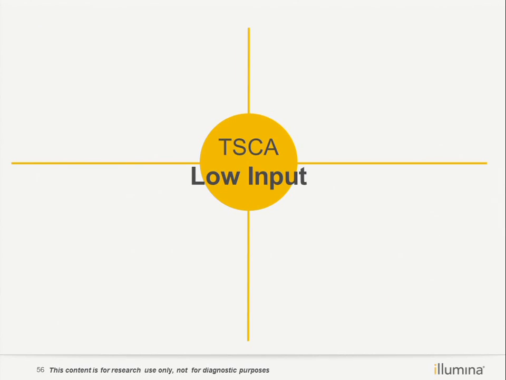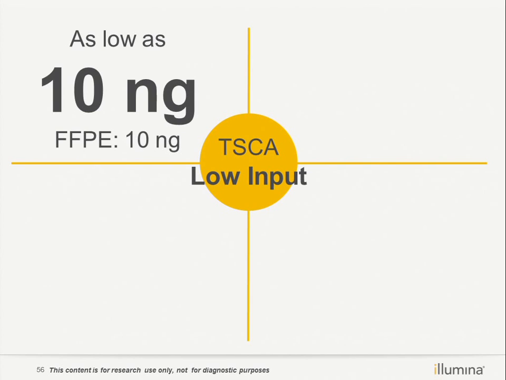This low input version needs as low as 10 nanograms. So actually this number is still a bit conservative. For 1 nanogram, you can still get your result. FFPE sample, of course, requires a bit larger amount.